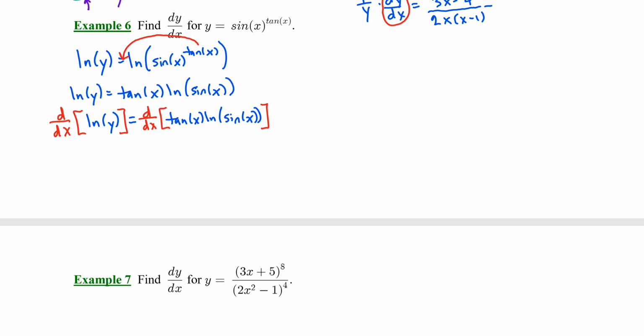Now, when working with logarithmic differentiation, you're going to observe a pattern. The left side always looks the same. It's always going to be 1 over y dy over dx. Now, on the right side here, notice I've got a lot going on. I've got the combination of the product of two functions of x and a composition of two functions of x.